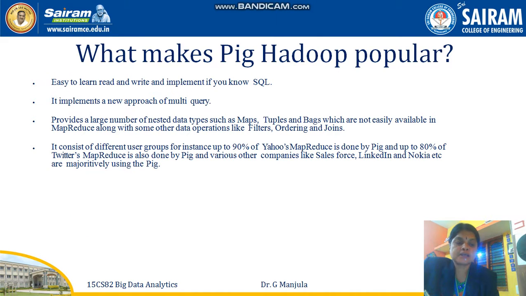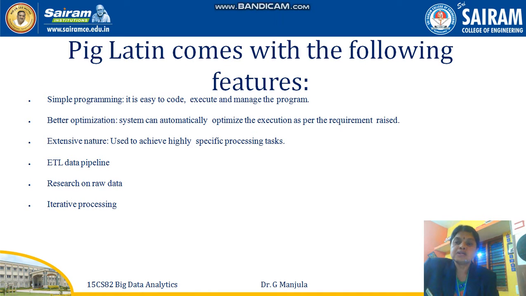Either it may be a mapper reducing, or it may be a mapper scripter, or it may be a reducer scripter. So we extend our Pig. Why has the name come as Pig, and what are the following features of Pig? Pig comes with the following features: simple programming, it is easy to code, execute and manage the program, and it is extensible in nature.